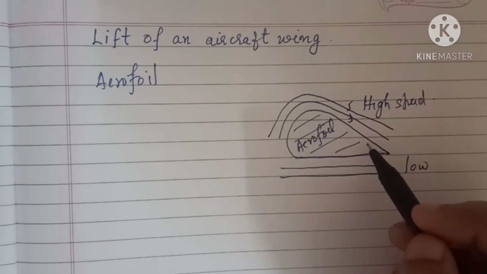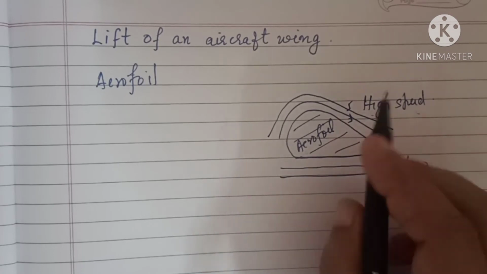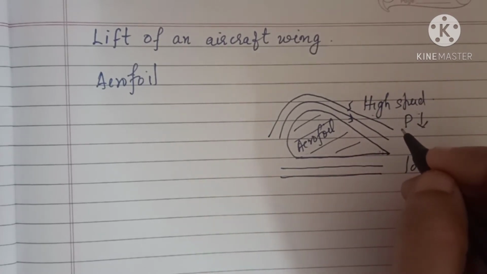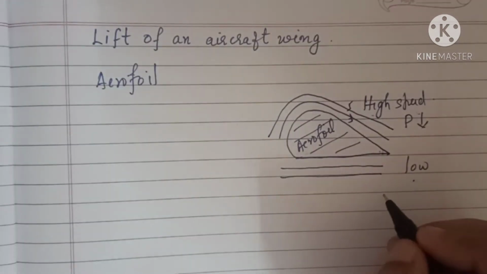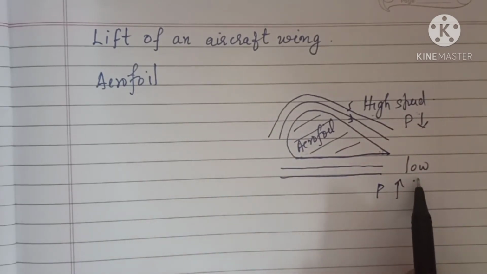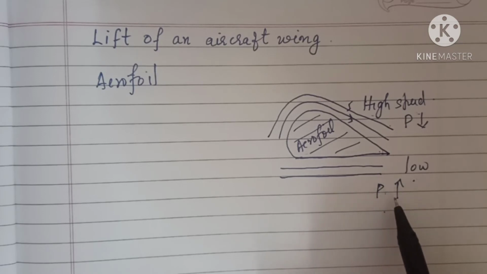Now according to Bernoulli's principle, what about the pressure? If it is high speed above, the pressure will be low in the upper surface, isn't it? And compared to the lower surface, the pressure will be high, isn't it? Because of the low speed. So there is a change in pressure. Here the pressure is low and here the pressure is high. In the lower portion, if the pressure is high, this helps to lift it, isn't it?